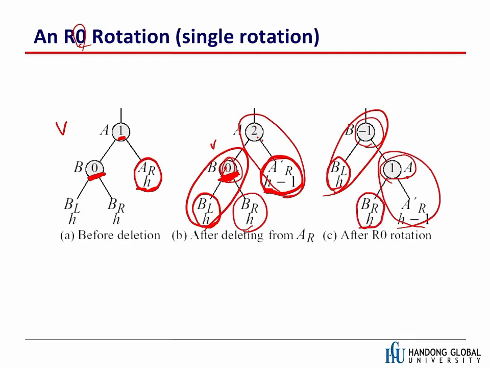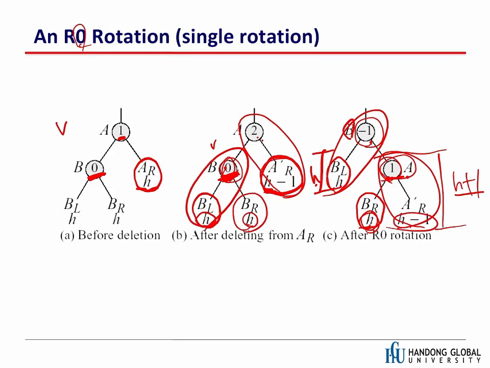Then let's check the BF. The height of BL is H and the height of BR is H, so the height of this one is H. The height of this one is H plus 1, because we have H and we have one node. So the BF of B is minus 1, H minus H plus 1. And the BF of A is 1, because this one is H and this one is H minus 1. Good.